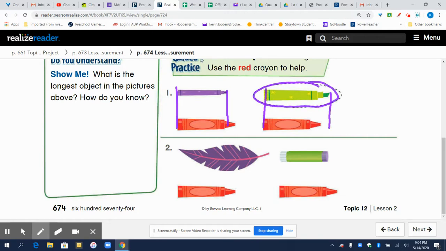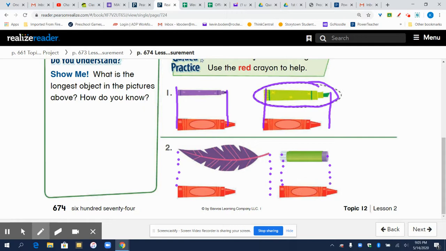All right, let's look at number 2. We're using that same red crayon, and what they're doing is measuring a leaf and a glue stick. So what I'm going to do is draw a little line from the leaf to the red crayon, from the beginning of the leaf all the way to the end of the leaf down there. And whoa, that leaf is way bigger than that red crayon. Let's check the glue stick. Well, the glue stick starts right there and it ends right there. So it does not go bigger than the red crayon.